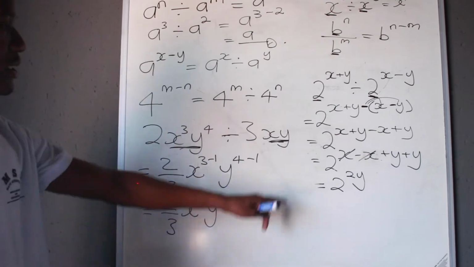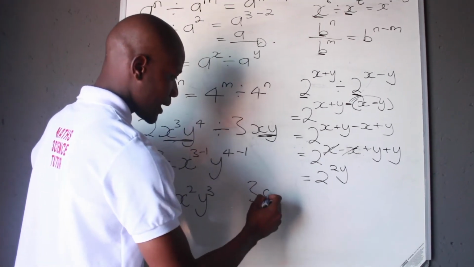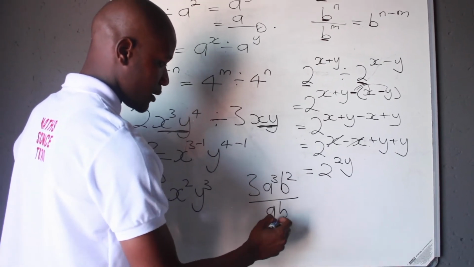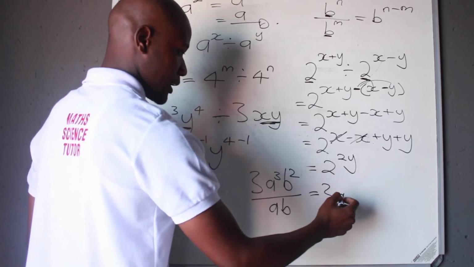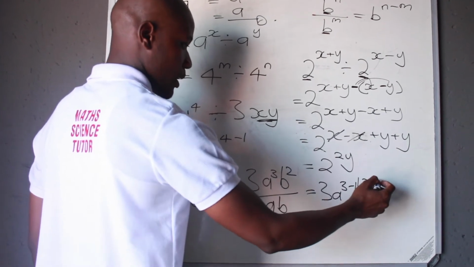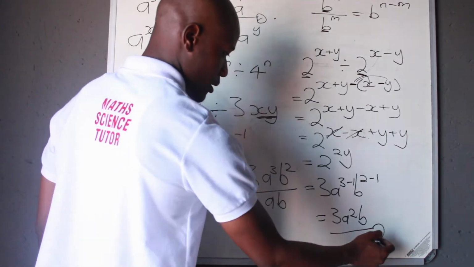When dividing the same base, we subtract the exponents. So 3a cubed b squared divided by ab is 3a to the power 3 minus 1, b to the power 2 minus 1, which is 3a squared b.